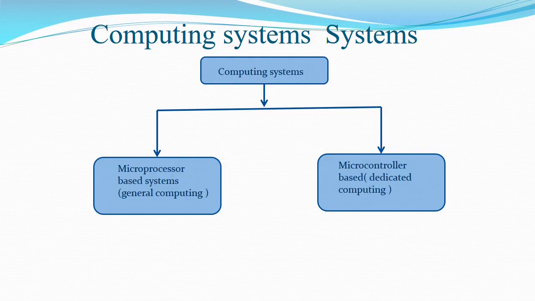As we know, there are two different computing systems in the world. One is microprocessor based, which is also called general computing architecture. The second is microcontroller based architecture. It is also called dedicated computing architecture or the embedded system.